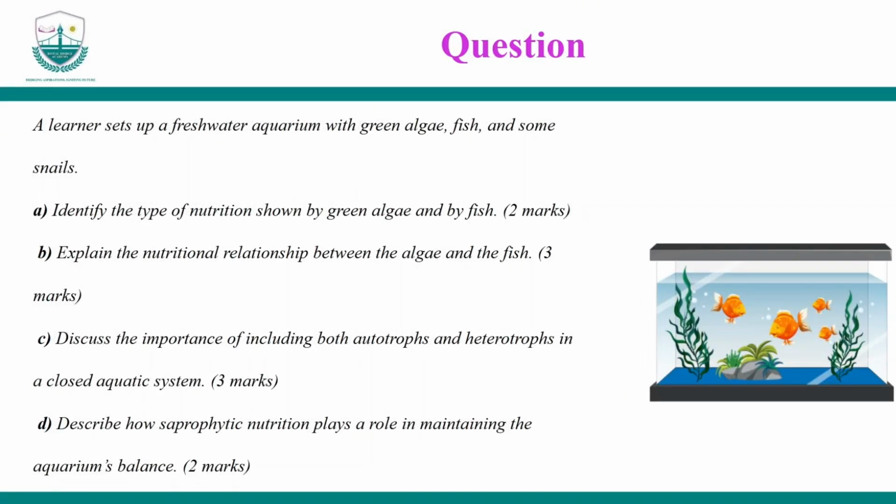The algae definitely photosynthesizes and produces oxygen as one of the byproducts of photosynthesis, and the fish would actually need this oxygen for respiration. Okay, but as a result of respiration, you will have carbon dioxide produced by the fish, and this carbon dioxide will be used by the algae in the process of photosynthesis. So that means that you have interdependence. Okay, the green algae depends on the fish for carbon dioxide, and the fish depends on the algae for oxygen. That's the relationship that you have there.